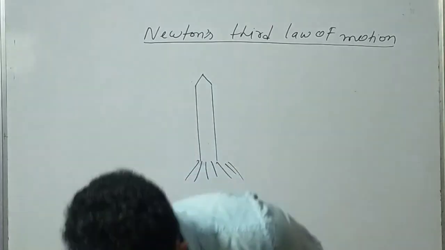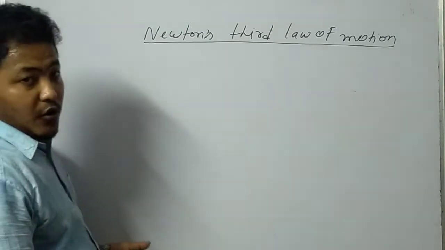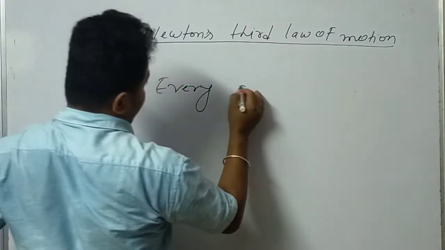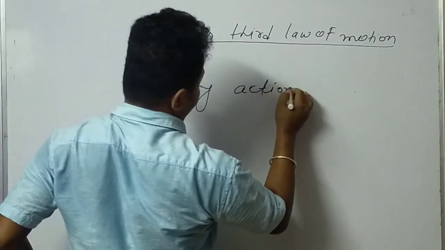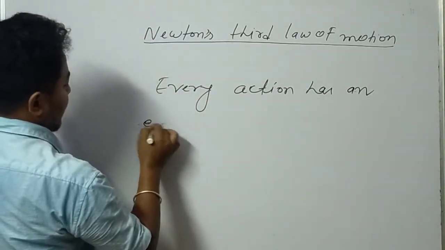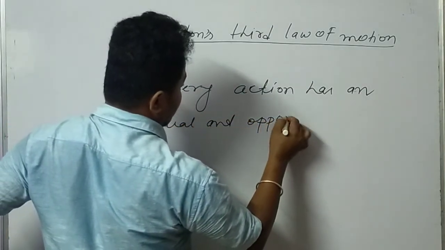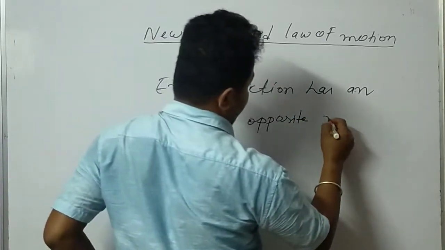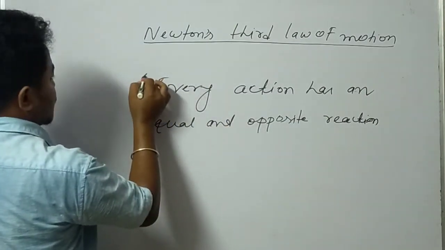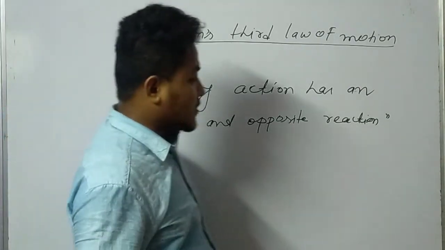That means, by watching all these experiments, we can say what Newton's third law is, and it is a very famous one. Every action has an equal and opposite reaction. So this is the famous Newton's third law: every action has an equal and opposite reaction.